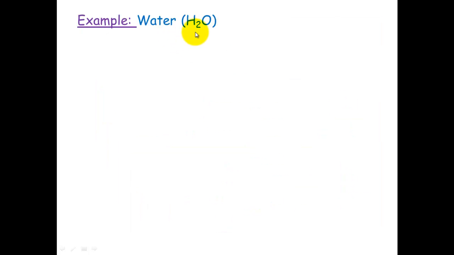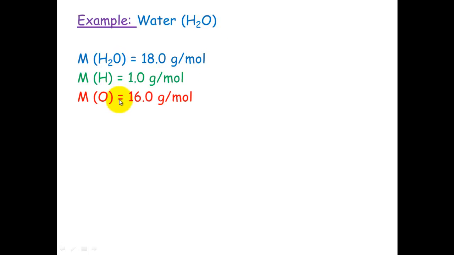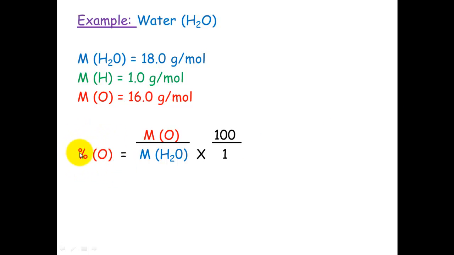So let's look at water, H2O. If we look at the molar mass of water, it's 18.0 grams per mole. Oxygen is 16 and hydrogen is 1. Each of those is 1, so that makes 2 plus 16, which is 18. So to work out the percentage of oxygen, we work out the molar mass of oxygen divided by the molar mass of the entire compound, which is water, times 100 over 1. So the molar mass of oxygen is 16 divided by 18 times 100 over 1, which equals 89%.